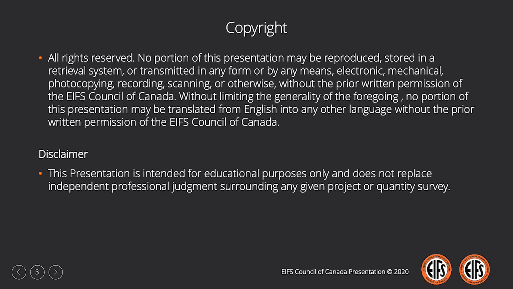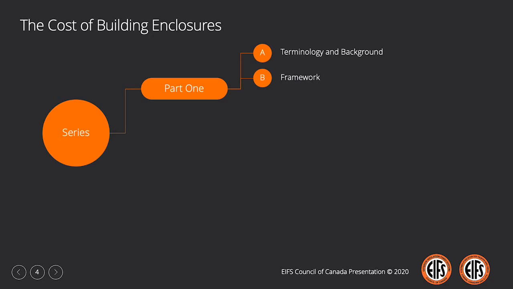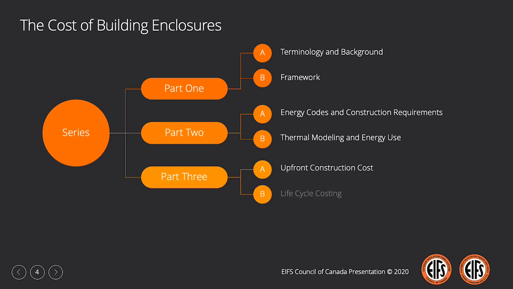And let's get started. The series is broken down into three main sections. This introductory session will look at the study's basic framework and terminology. Part 2 explores energy codes and related construction requirements, thermal modeling, and energy use. Part 3, we pull the information together starting with our upfront construction costs, life cycle cost comparisons, and the study's conclusions.